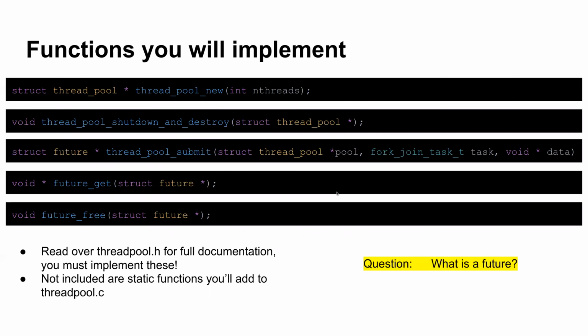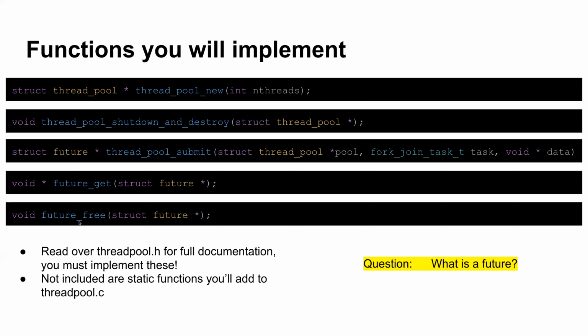Here's a list of the functions you have to implement. You have threadpool_new, which accepts n number of threads. And you can kind of think about n threads as the number of workers that you're going to be creating. There's threadpool_shutdown and destroy. This is the function that gets called whenever your threadpool finishes. You have threadpool_submit, which simply submits a task into the thread pool, and that's going to place it into one of the queues. You have future_get, which gets a future, and future_free. And I'll talk about what a future is in the next slide.